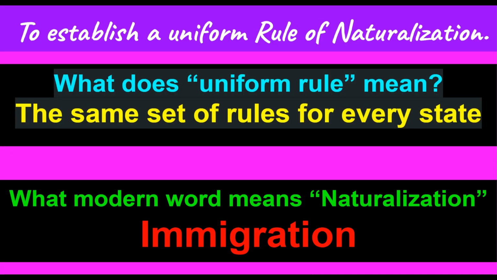Now, also in the original Constitution language, somewhere under Congress, it says to establish a uniform rule of naturalization. What does that mean? Uniform rule, the same set of rules for every state. And what does naturalization mean? It means immigration. So the national government would set rules that would be the same for all 50 states regarding how immigrants moved into their state and became citizens. That would all be a national process to follow.